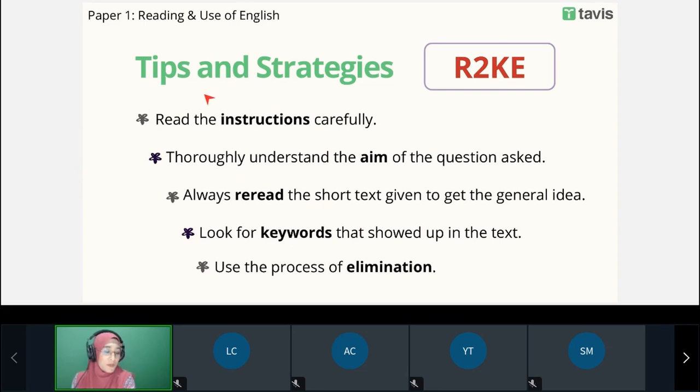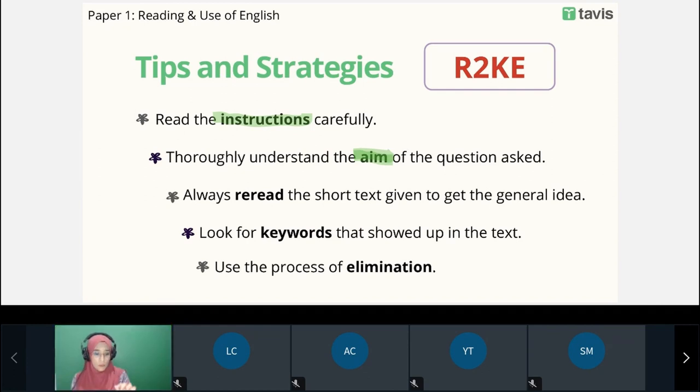So first of all, the first tip. The first tip is read the instructions carefully. You can see that the word instructions is highlighted, right? Instructions carefully. And then thoroughly, not through, okay? Thoroughly understand the aim of the question asked. So I'm going to highlight this. Aim of the question asked.